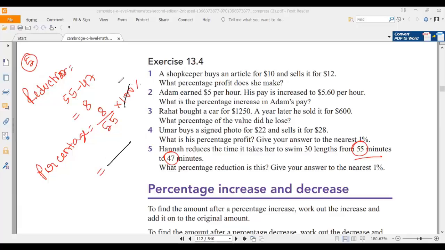Okay. 5 twenties are 100 and 5 elevens are 55. Okay. Then 8 twenties are 160 divided by 11 will be 14.54%. To convert into nearest whole number or 1%, it will be 15%. 14.54, the digit after the decimal is 5 or more, so that's why we need to add 1 to 14. 14 plus 1, 15%. So answer will be 15%.